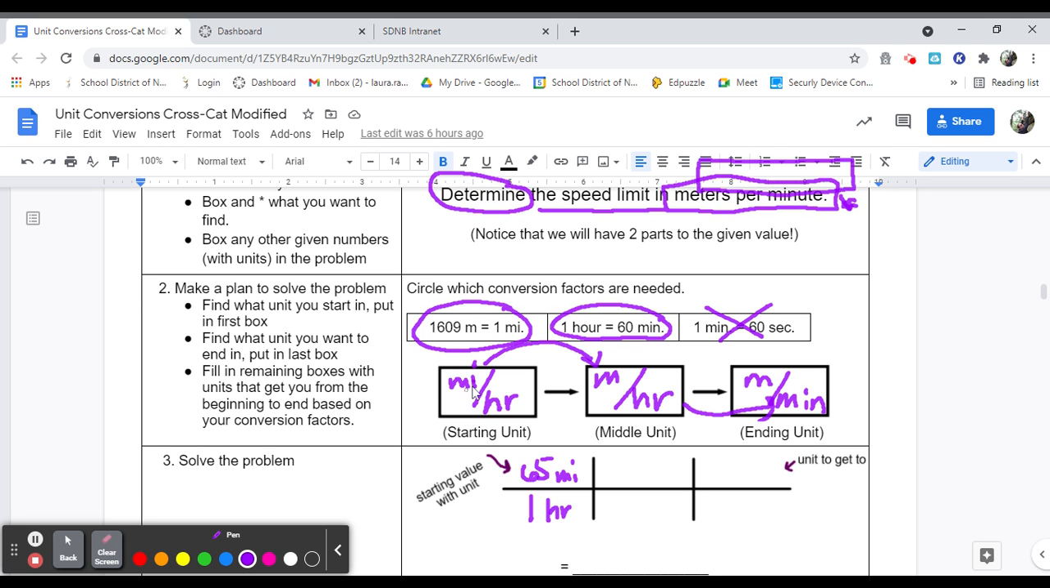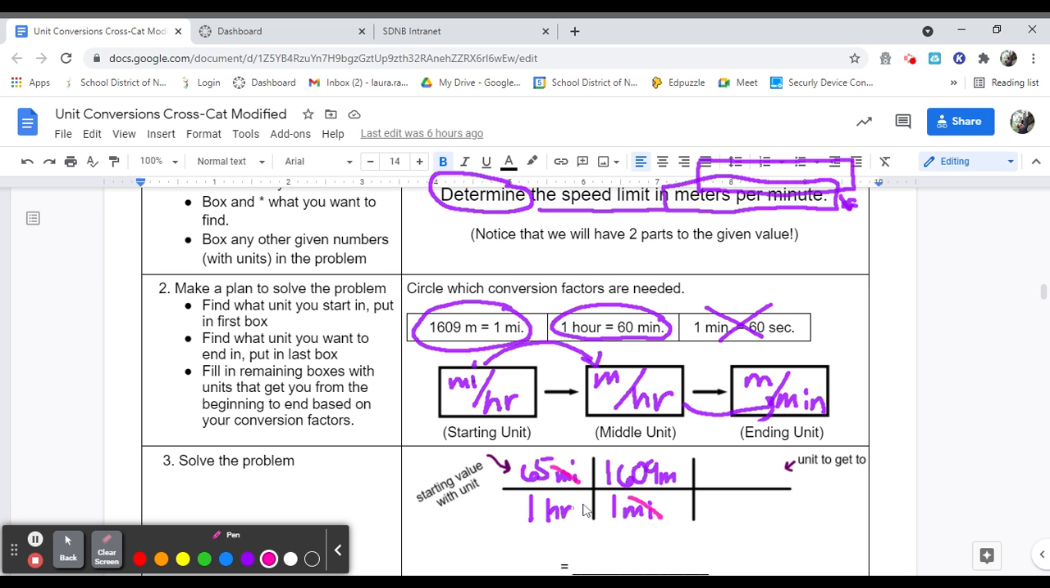Now I want to convert from miles to meters. This is my unit with miles and meters. I'm going to put the 1 mile on the diagonal. So that leaves 1,609 meters to go on top. That cancels miles.